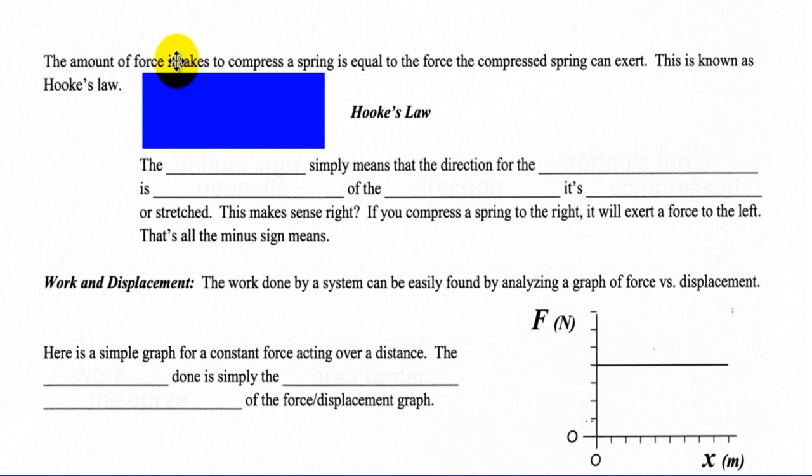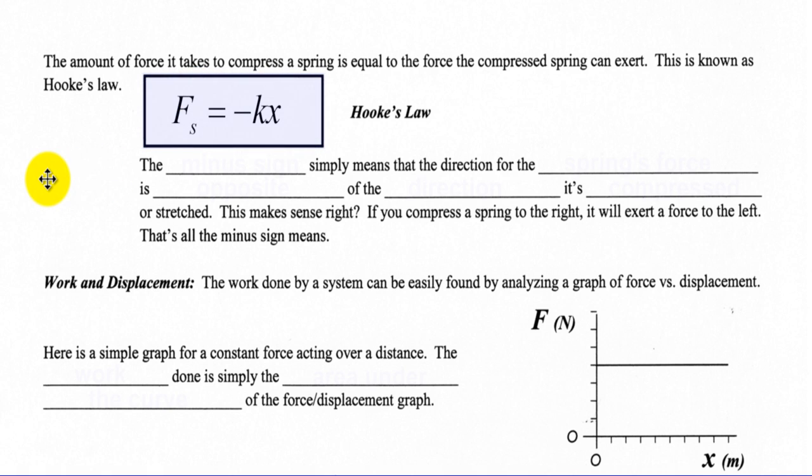So the amount of force it takes to compress a spring is equal to the force the compressed spring can exert, and this is known as Hooke's law. That's what we were talking about yesterday, that this is the actual equation for Hooke's law, where you have now this negative symbol in here, right? Because if you compress a spring to the left, the force that the spring exerts is going to be to the right.